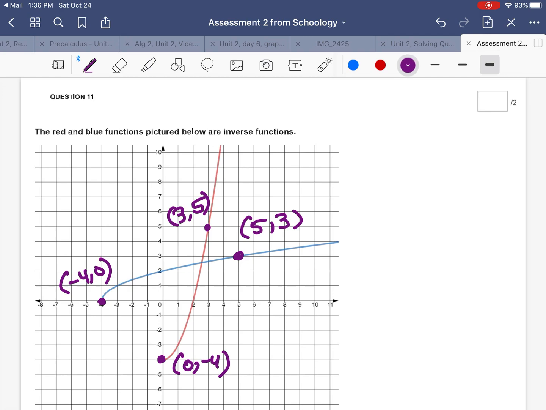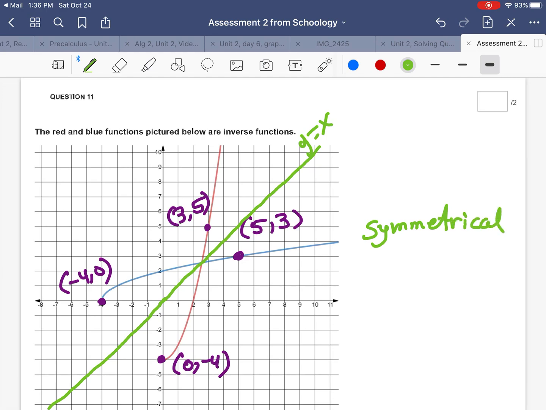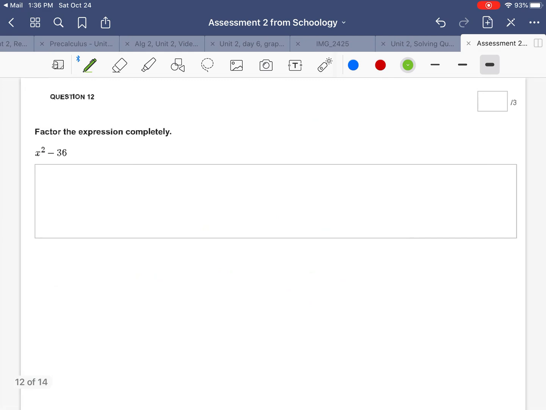Or you could come through and you could say to yourself, well, I'm going to draw that line that we always drew in class. The line y equals x goes right across the middle here, right diagonal, all right? And this line y equals x, these two graphs, the red and the blue line graphs, are symmetrical over the line y equals x. So you could say that the graphs are symmetrical over the line y equals x as well. So however you want to explain it.